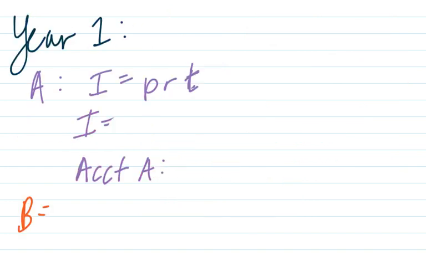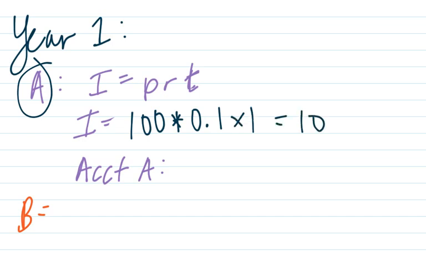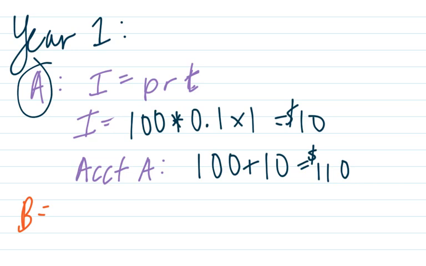At the end of year 1, we're going to look at account A, and we're going to figure out how much interest it has, and also how much total amount would be in that account. So I equals PRT, well that's going to be 100 times 10%, or 0.1, times the time, which is 1, equal to $10. So the amount in account A would be 100 plus 10, which is $110. The $10 is the interest, and the $110 is the amount in the account at the end of year 1.